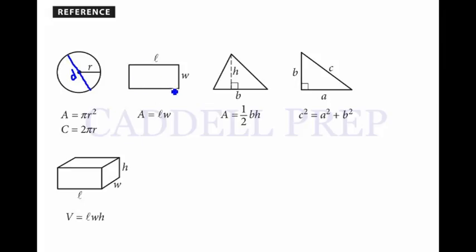For a rectangle, we have area is simply length times width, and if we had a square, the length and width are the same, we'd call them sides. Area is side squared.